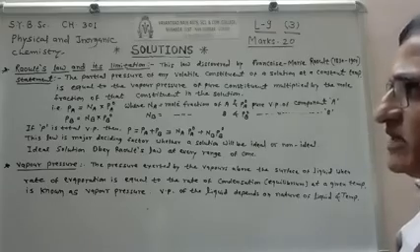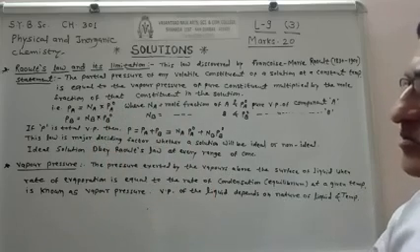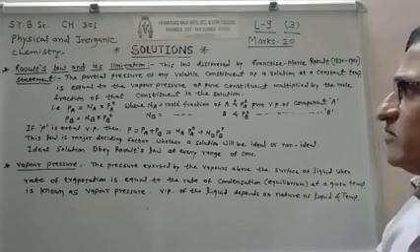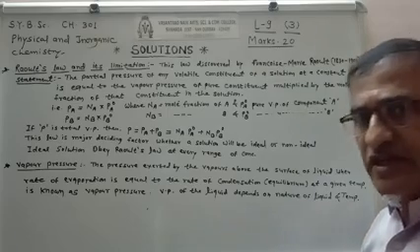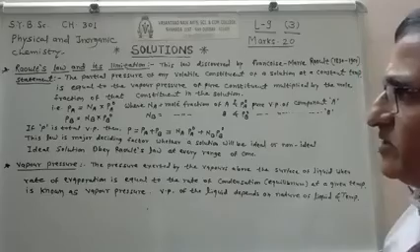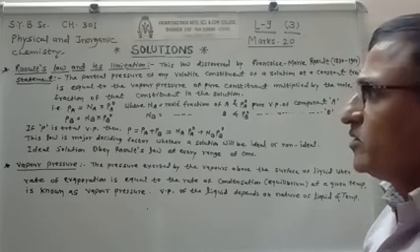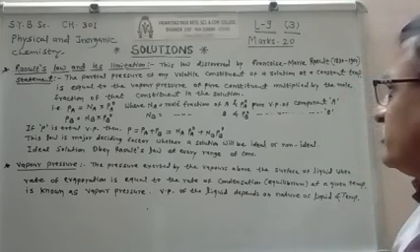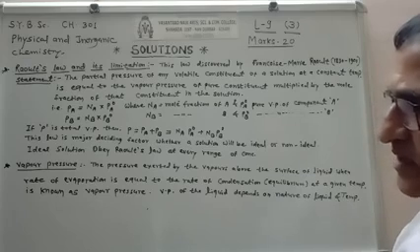Mathematically, it is expressed as Pa is equal to Xa into Pa0, where Xa is the mole fraction of A, that is the solvent, and Pa0 is the pure vapor pressure of the component A, that is the pure solvent. Then similarly, Pb is equal to Xb into Pb0, where Xb is the mole fraction of B and Pb0 is the pure vapor pressure of the component B.